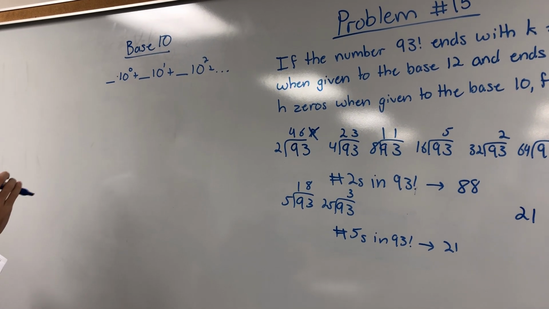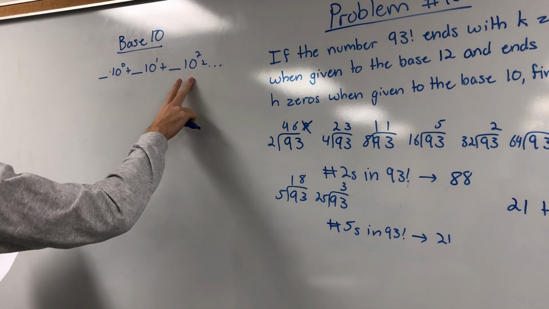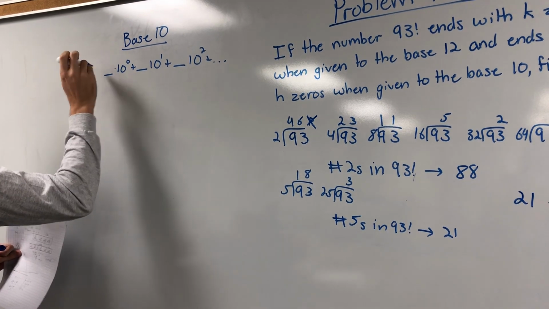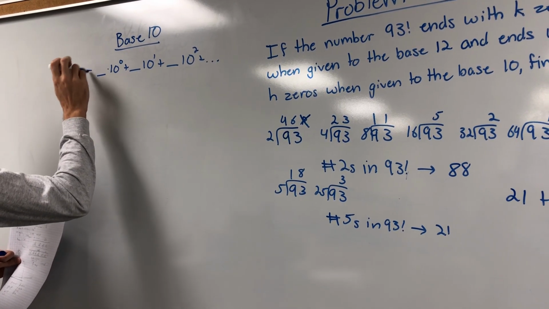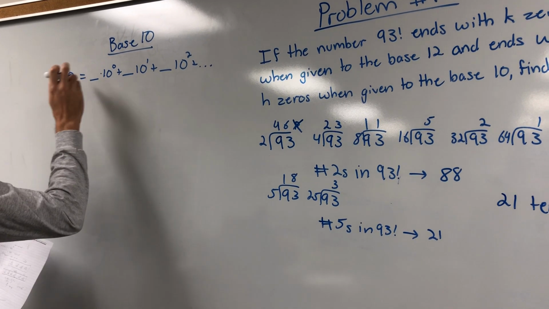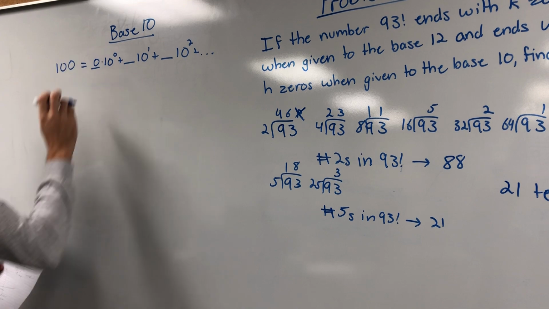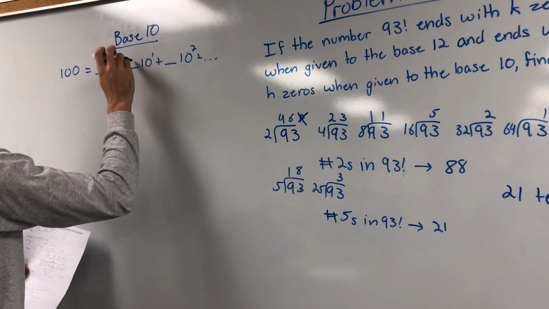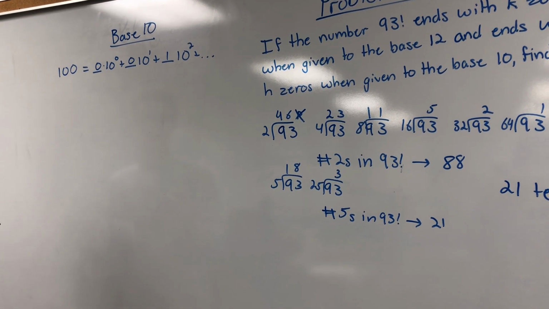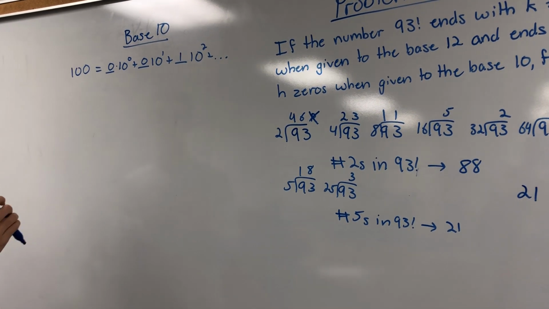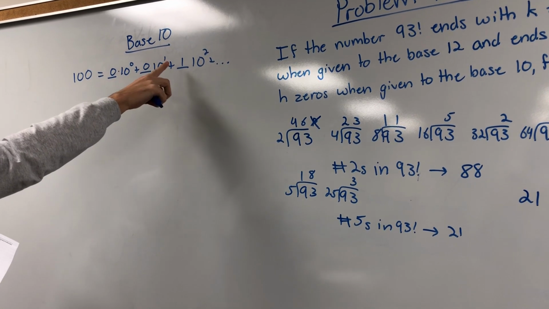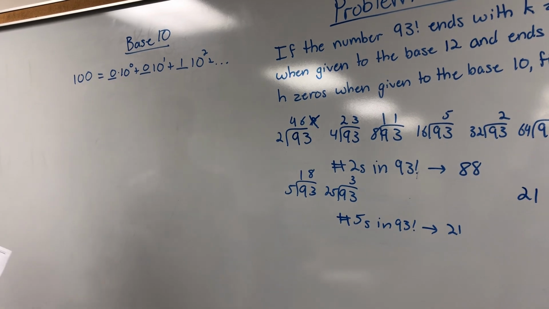So if there are 2 10s in that number, say 100, 10 goes into this twice, so that's why there's 2 zeros, because this is 0 times 10 to the 0 plus 0 times 10 to the first plus 1 times 10 squared. So 10 goes into this twice, that's why there's 2 zeros, one here and one here, and there's 1 there.